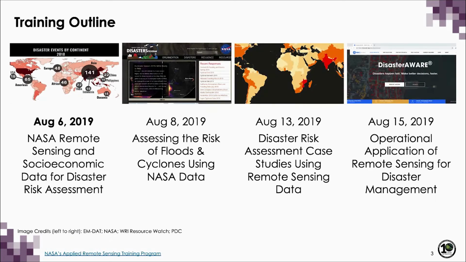There will be 4 parts to this training. 2 sessions will be this week and 2 next week. Each of these will be repeated twice, one from 10 to 12 and then 3 to 5 Eastern US time. Today we will start with NASA remote sensing and socioeconomic data for disaster risk assessment. Then later this week, we will have demonstration of how these remote sensing data can be used to assess risk for floods and cyclones. Next week, we will have guest speakers talking about disaster risk assessment case studies using remote sensing data. And finally, we will have operational application of remote sensing data for disaster management.